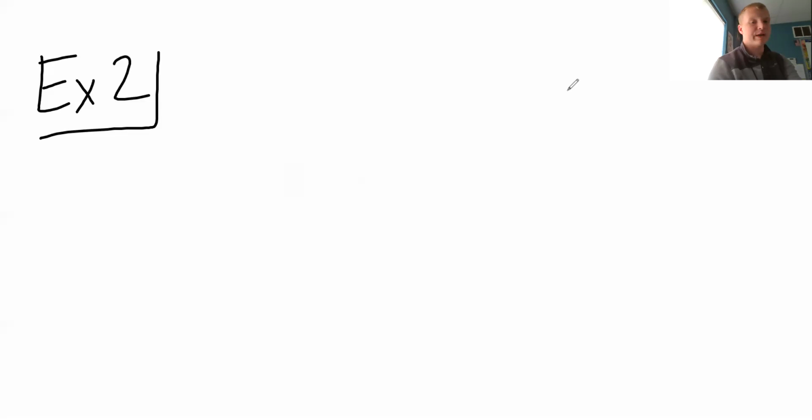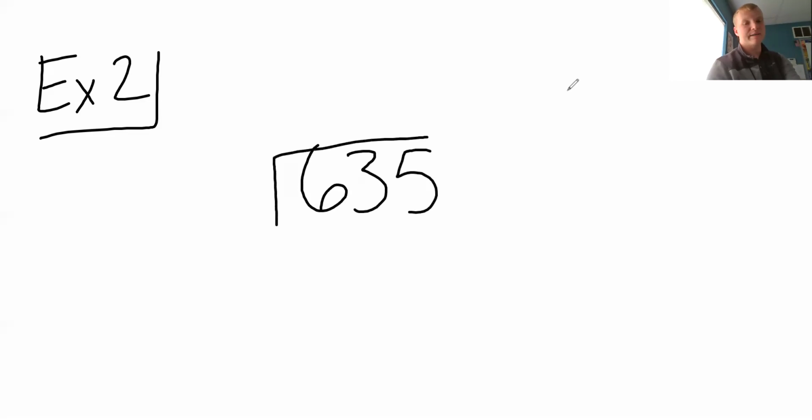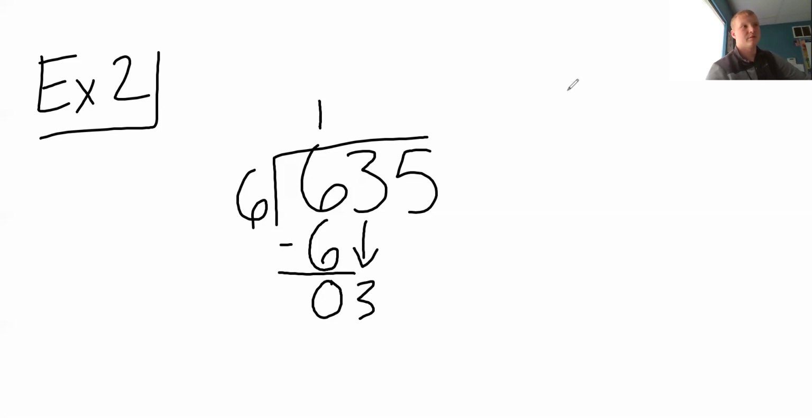Okay, so example 2. So we have 635 divided by 6. So Evan, explain to me, what do I do first here? Yep. And so what am I going to put underneath the 6 right here? Yep. And then what do I do? Bingo. So you say it's always this number, the 6. So does 6 go into 3? No, it doesn't. So I would put a 0 right here. And then what would I do next? What do I do with the 5? Yep, I bring the 5 down now.